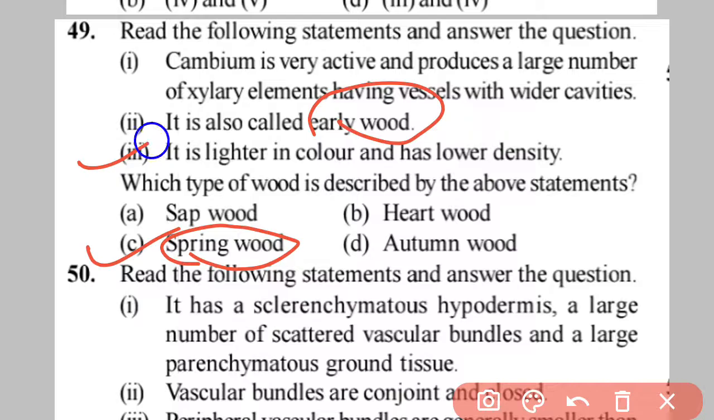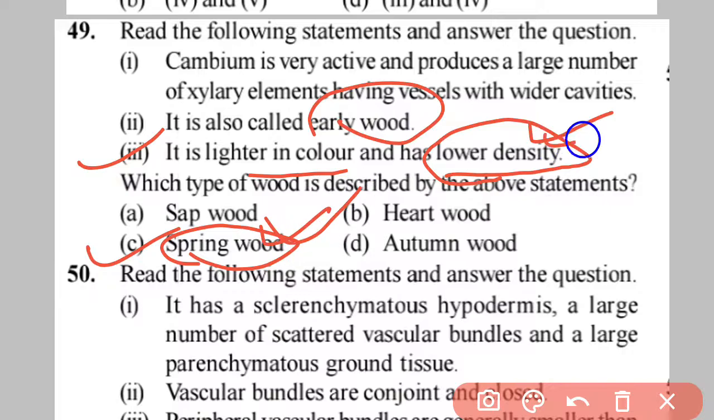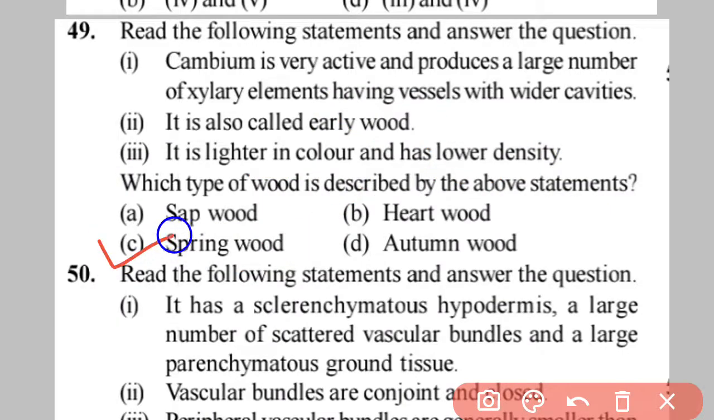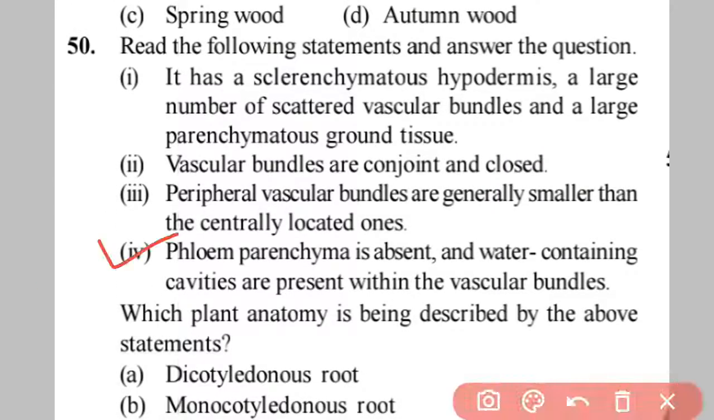You can also check the third statement. It is lighter in color and has low density. Yes, this spring wood has low density. So answer C is correct for this question. Now we have to move on to question number 50.